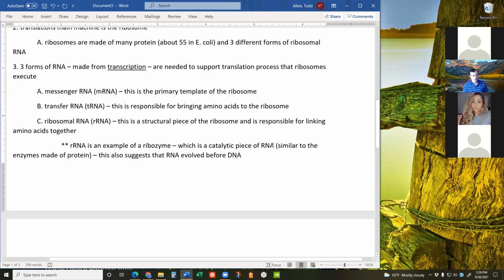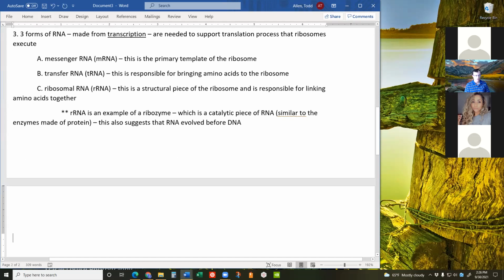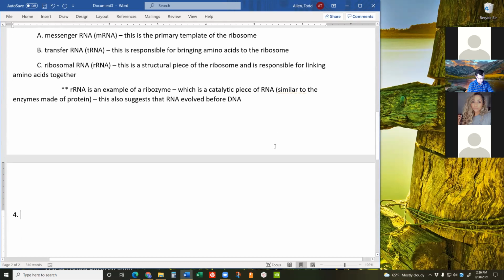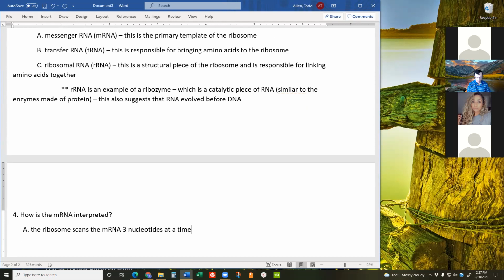Moving forward, you should appreciate how the messenger RNA is read. How is the messenger RNA interpreted? That's a question where you need a little bit of background. The messenger RNA is scanned 3 nucleotides at a time by the ribosome.